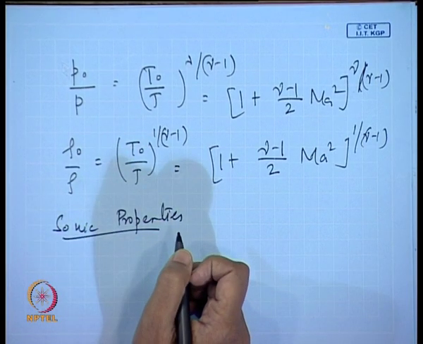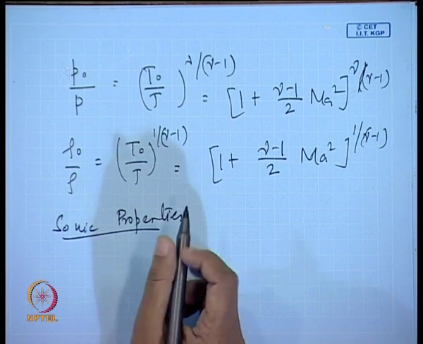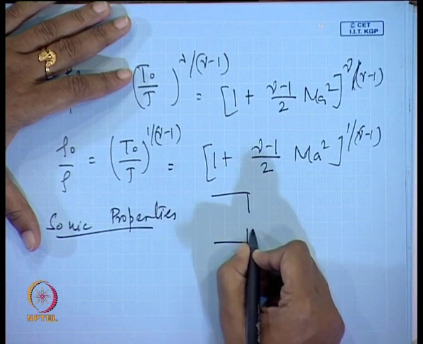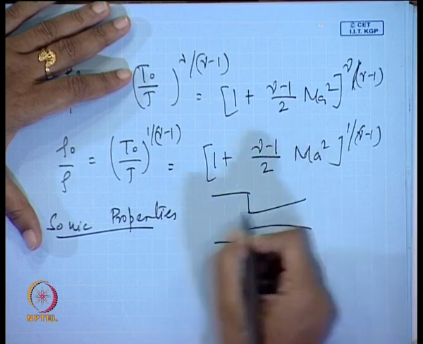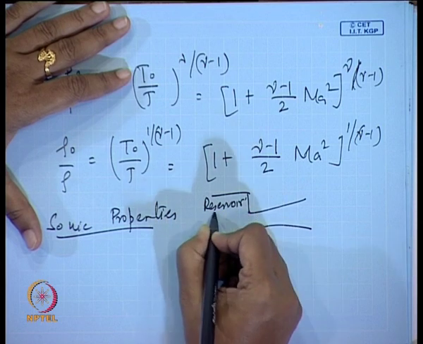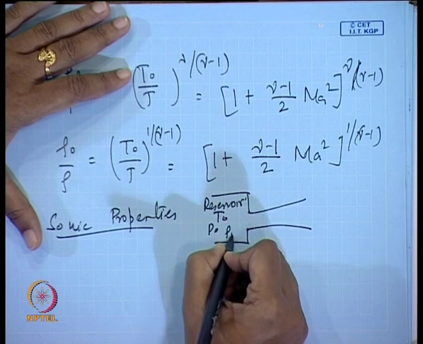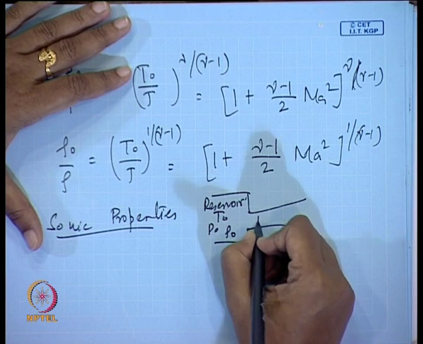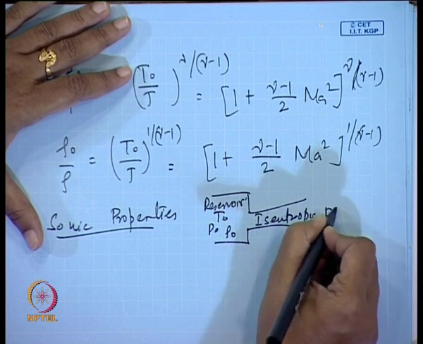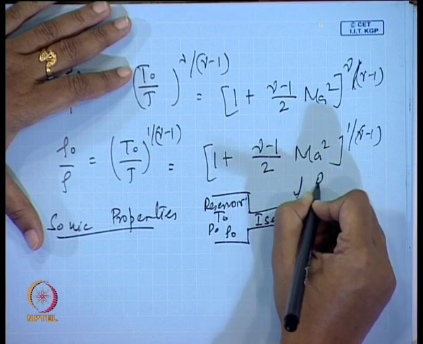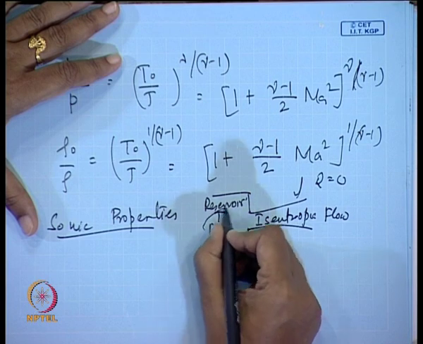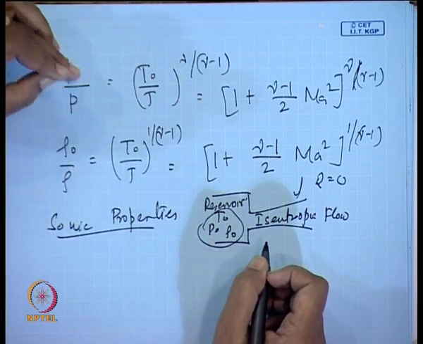Now, next I would like to tell you about sonic properties. Okay? And there is just one thing which I would like to say. If we have a reservoir through which the flow is going, then as I have already mentioned, in this reservoir it is T0, P0 and rho 0. In this particular case isentropic flow occurs. So, therefore, Q equals 0. So, if we measure the properties here, we know the isentropic properties.